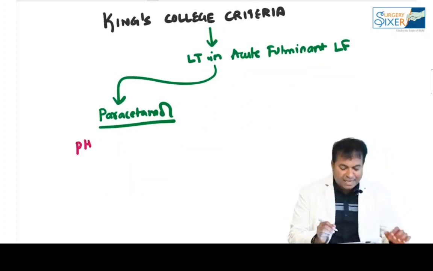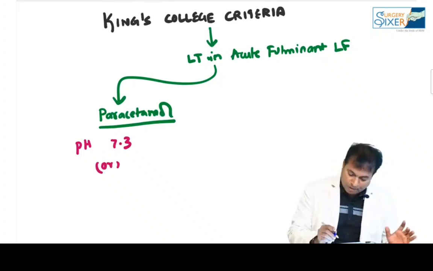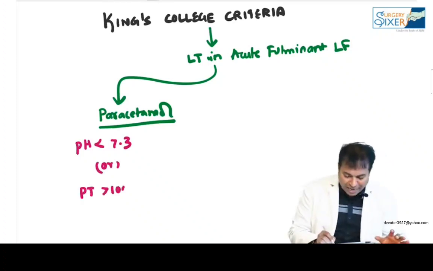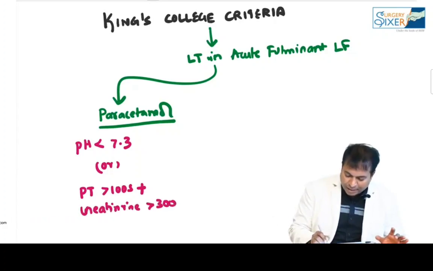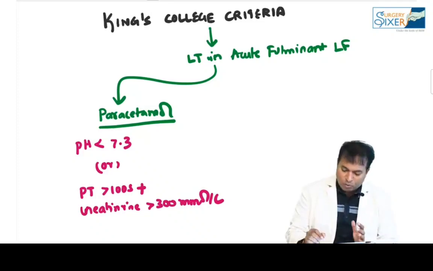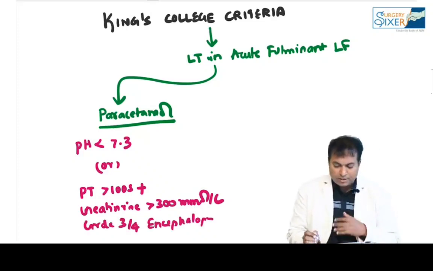When the pH of the patient is less than 7.3, or if the prothrombin time is increased to more than 100 seconds, plus creatinine more than 300 micromoles per liter, and grade 3 or 4 encephalopathy. So this is one thing I want you to remember.